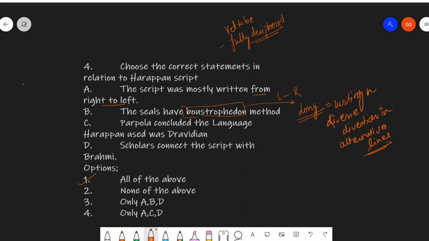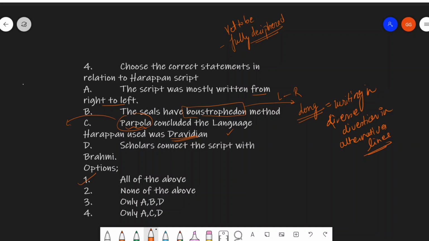Then the third is Parpola concluded the language of Harappans was Dravidian. Now Parpola is an extremely important personality. Why? Because he and his Scandinavian colleagues came to the conclusion that the language of the Harappans was Dravidian. Very important. So this statement is also correct.